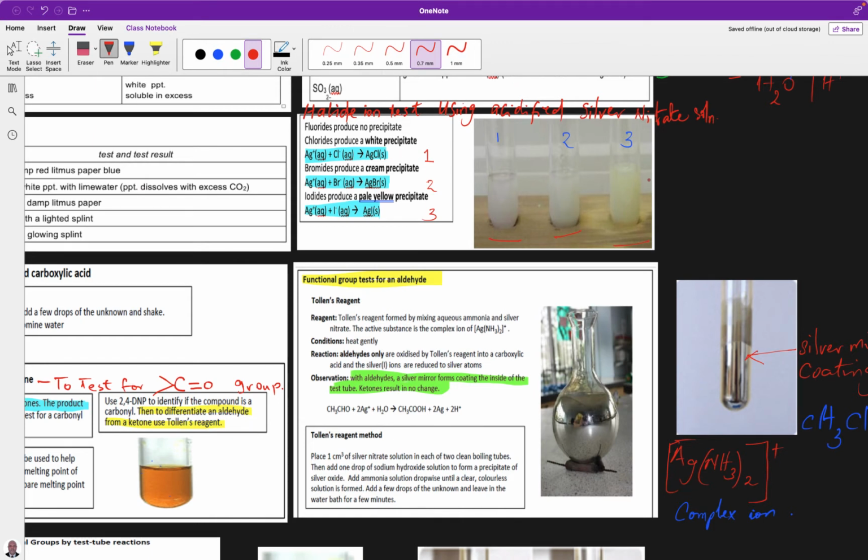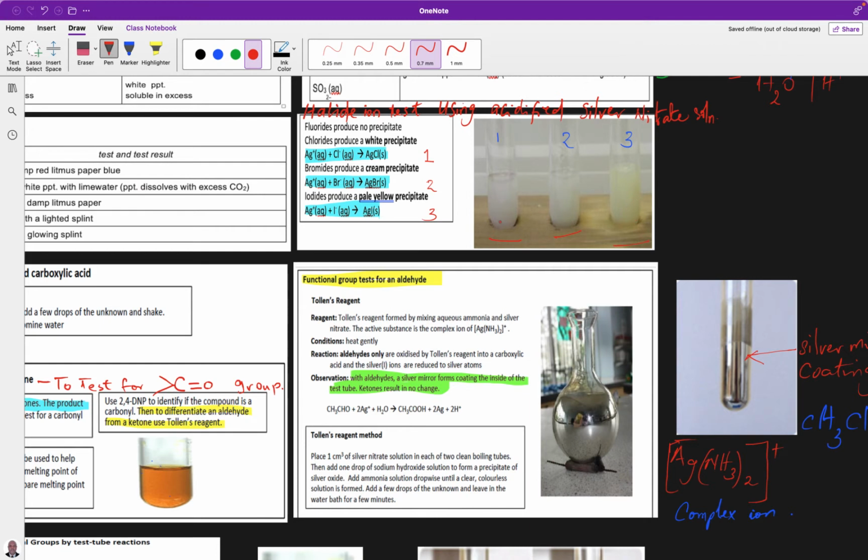Then in test tube number 3, there is an iodide ion there. Now we add acidified silver nitrate solution. What happened? The silver ion in it will react with the iodide ion, and there will be silver iodide. And what does it look like? It is a pale yellow precipitate. With these 3 test tubes, you cannot differentiate that.